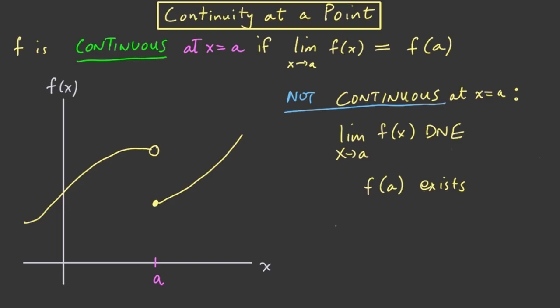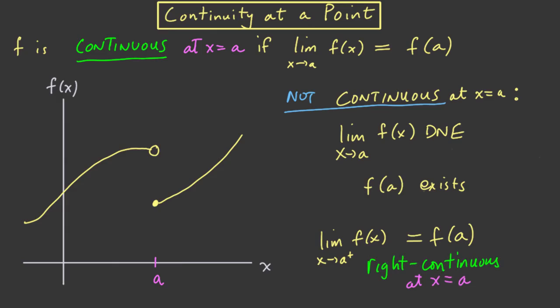Something to notice here, we don't have an overall limit, but we do have the limit of f of x as x approaches a from the right, and that does happen to be equal to f of a. So when that happens, then we say that f is right continuous at a. And we can have a similar definition for left continuous. I'm not going to write that down. So in this picture, f is right continuous, but not left continuous at x equals a. But to be continuous overall, we need to be both right and left continuous at the point in question. We're not here, so instead we have this jump, we have a discontinuity.